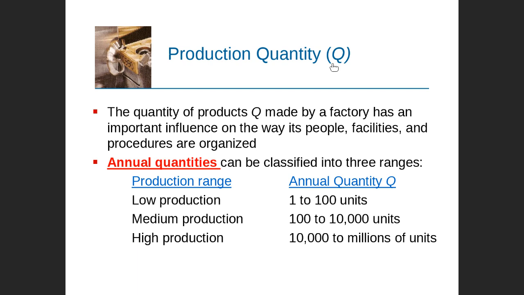Okay, so production quantity. Production quantity is classified as low production, medium production, and high production. Low production is from 1 to 100 units per year. So if the company manufactures 1 to 100 parts per year, we consider it low. Medium is 100 to 10,000. 10,000 to a million per year is high production. So they classify the production as low, medium or high production.